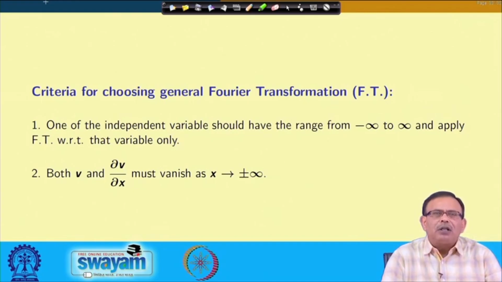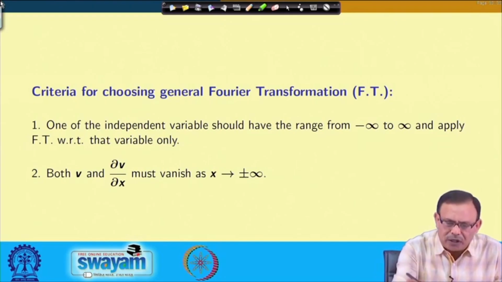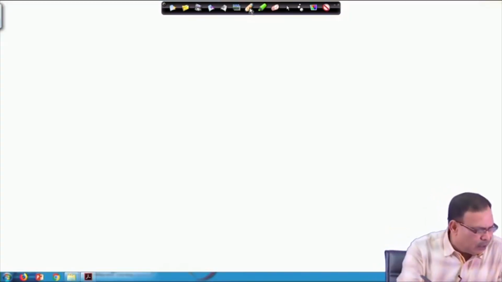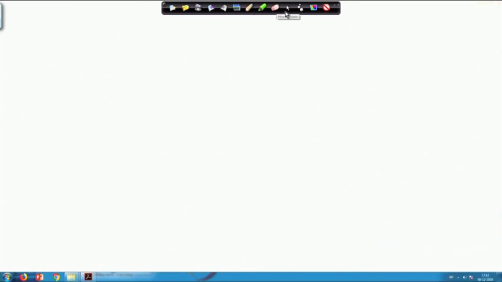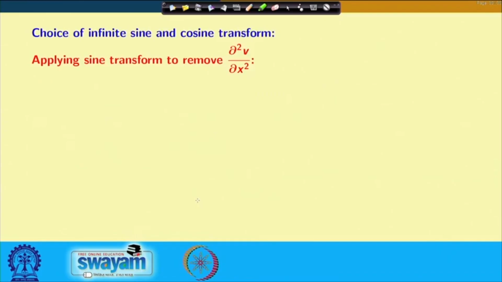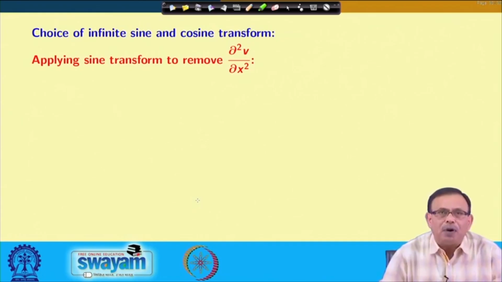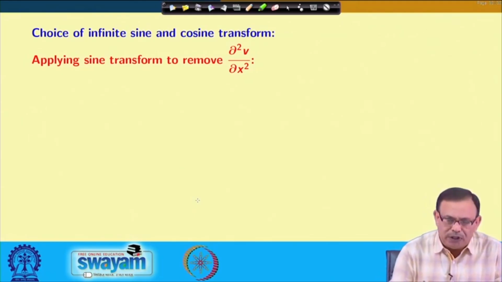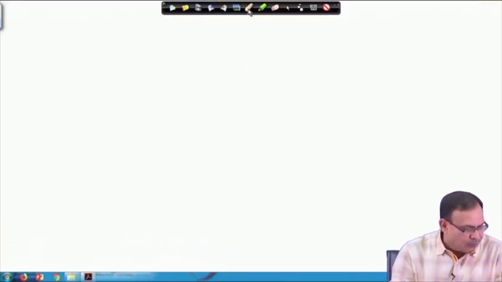Now, you will ask why the second condition is needed. Let us see why the second condition is required. Before that, let me go through the criteria for sine and cosine, then from there itself it will also be clear. So, applying the sine transform, if I want to use the sine transform to remove del 2 v del x square, then what will happen?